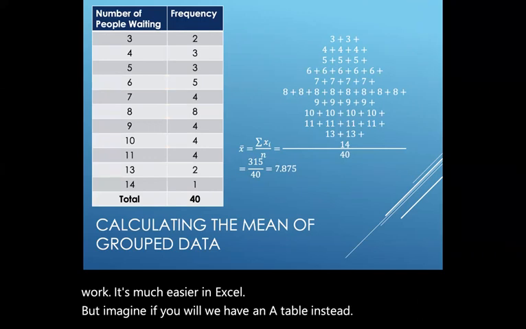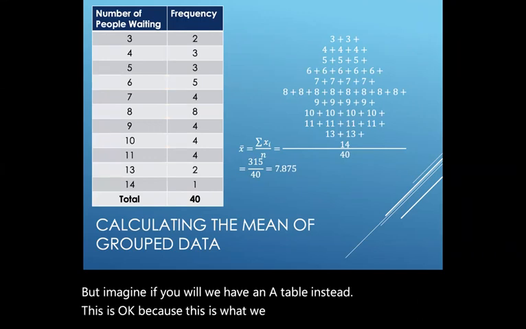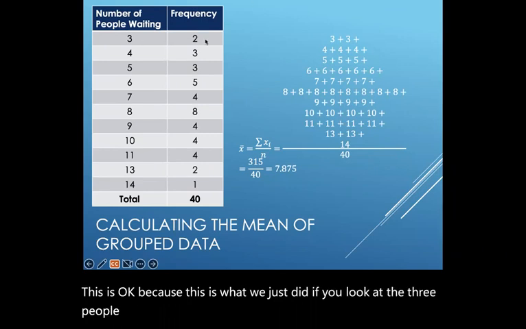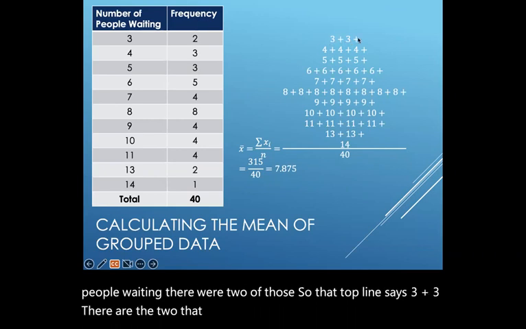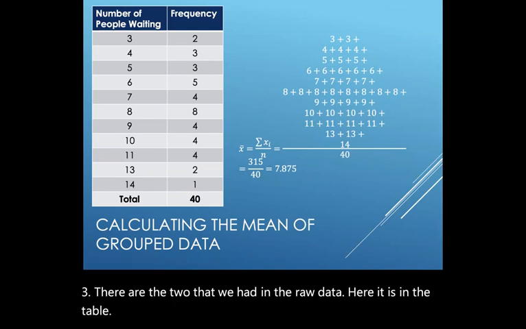Now this is okay because this is what we just did. If you look at the 3 people waiting, there were 2 of those. So that top line says 3 plus 3. There are the 2 that we had in the raw data. Here it is in the table. Maybe you're going to notice something very soon.